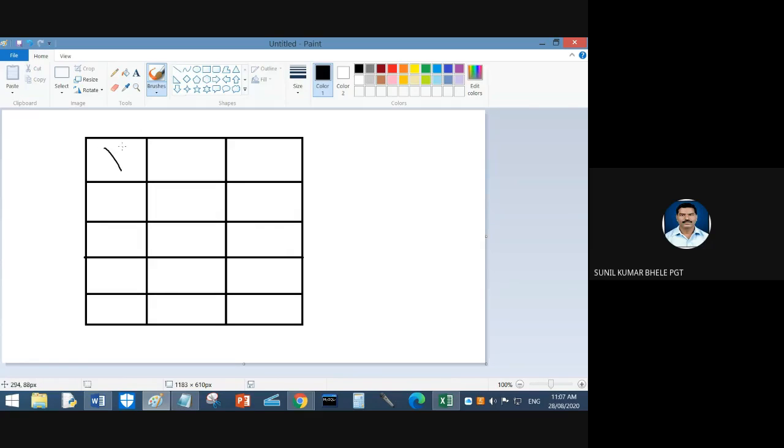Suppose the input is in the form of X and Y. So the output will be X plus Y, and you can put a small circle around this plus sign, like this. This is the operator of exclusive OR.